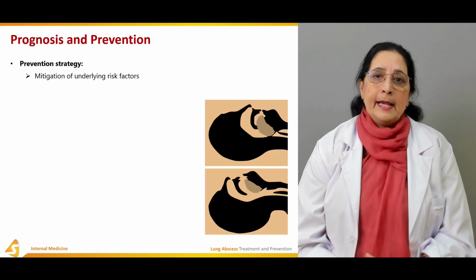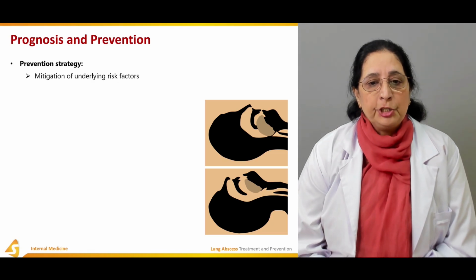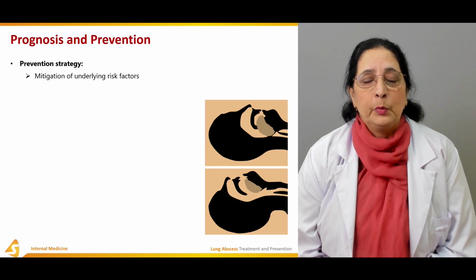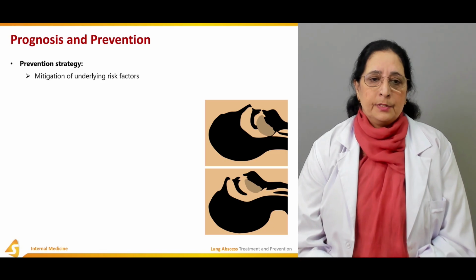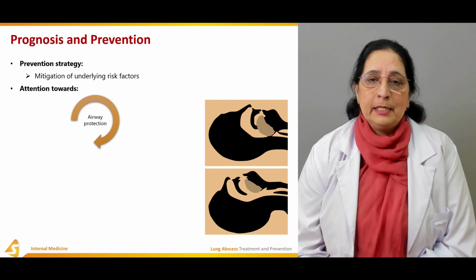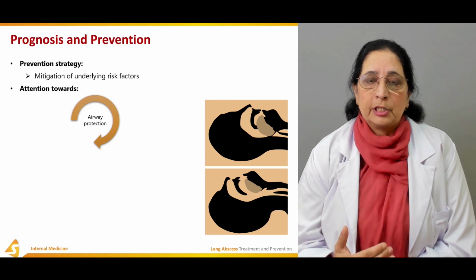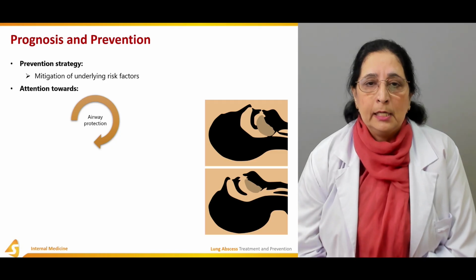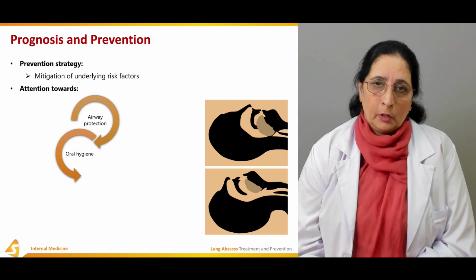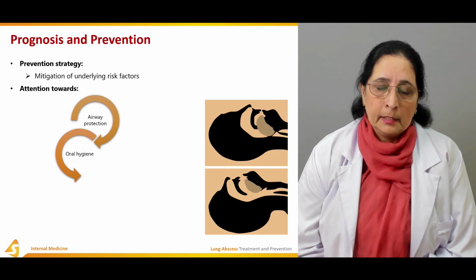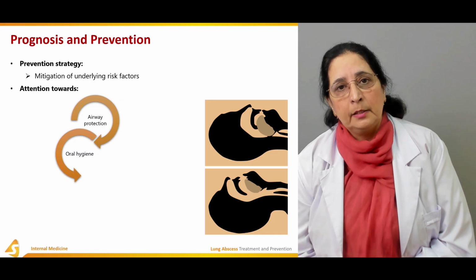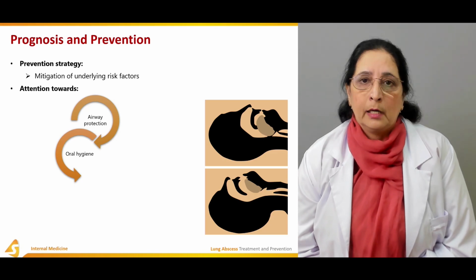Prevention, how we can prevent the lung abscess. Mitigation of underlying risk factors. Underlying risk factors should be closely observed to prevent the lung abscess. Attention towards airway protection. So any obstruction of the airway can lead to the lung abscess. Oral hygiene is important. Any gingival infections, oral teeth infections, all should be treated and properly handled. Oral hygiene is important.